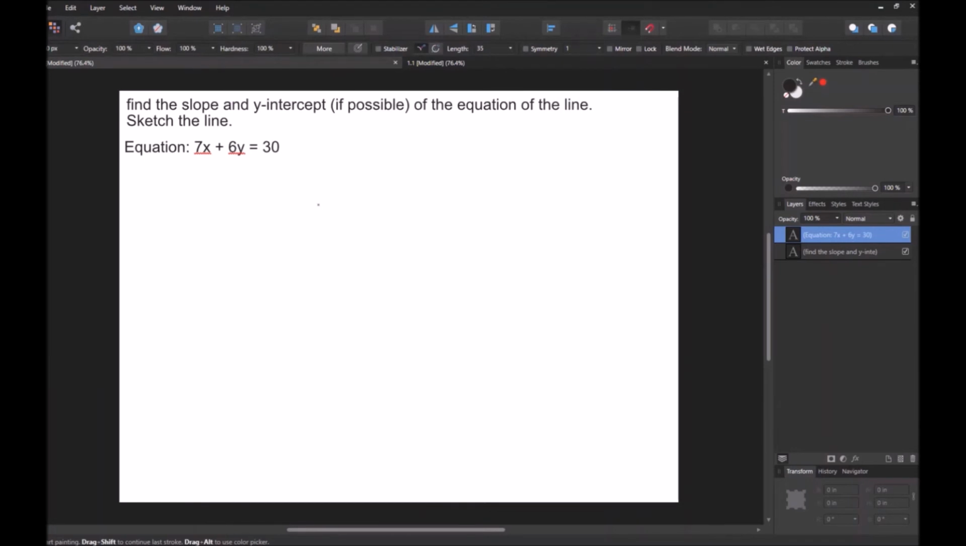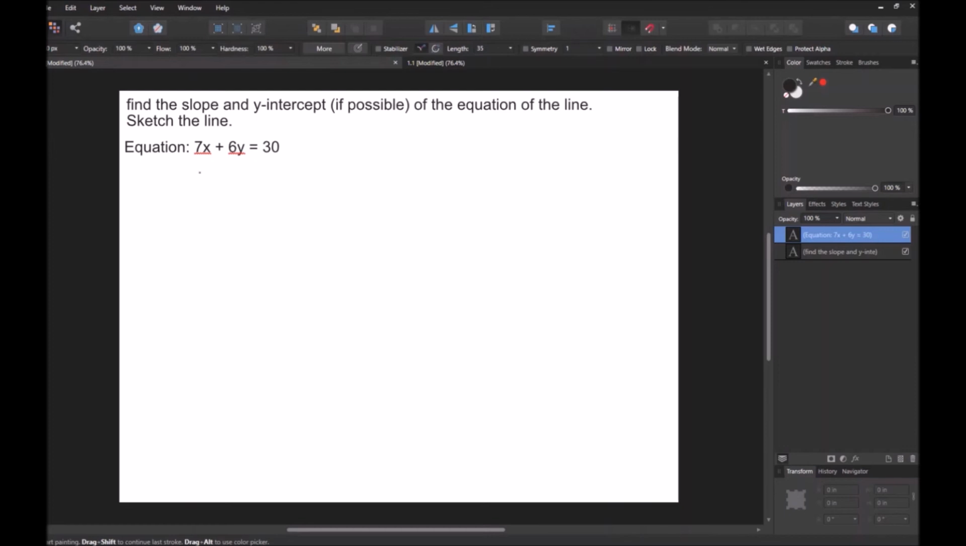Okay, so in this next problem, we are asked the exact same thing, just a different equation. The equation now is 7x plus 6y equals 30. So now that you've seen how to do the last few, I want you to pause this one, try it on your own, unpause it, and we'll see how you did. So assuming you've tried this on your own, let's see how this problem should be done and see if you got it correct. So we're given the equation 7x plus 6y equals 30, and we're asked to find the slope and the y-intercept if possible, and then to sketch the graph.